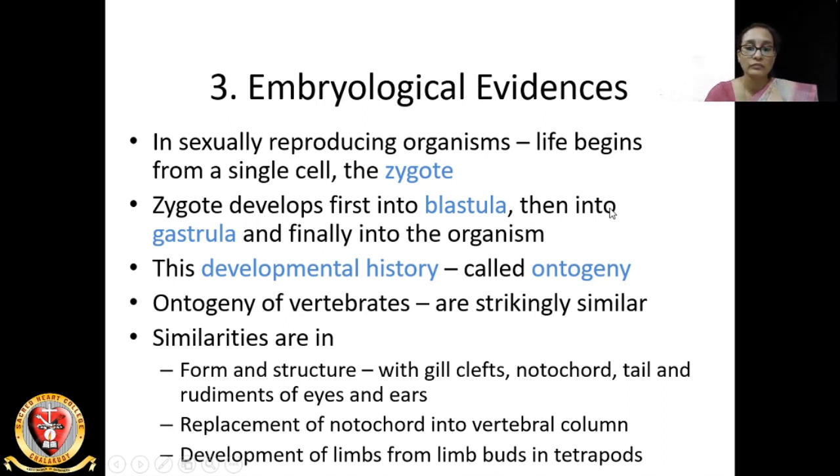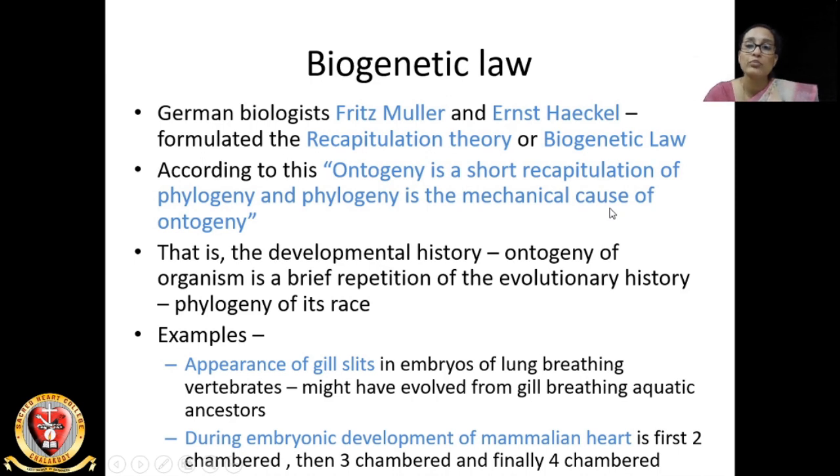That is, if you look at the embryological stages in the different vertebrates, you can see similarities in form and structure. That is, there are gill clefts, notochord, tail, and rudiments of eyes and ears in all these organisms. During their embryological development, the notochord gets replaced by the vertebral column. Limbs develop from limb buds. These are seen in the embryological history or the developmental history of all vertebrates. It was Fritz Müller and Ernst Haeckel, German biologists, who formulated what is called the recapitulation theory or the biogenetic law.